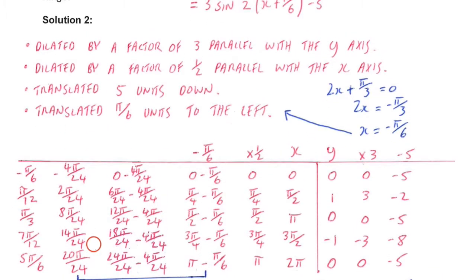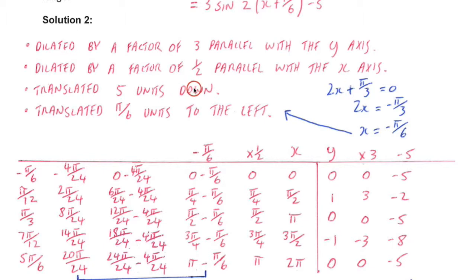So here's my T-shaped grid. I just first of all rule up a big grid, and there's my vertical. I plot in the critical values for x and y, and these are the critical values for the standard sine graph. I then start applying the transformations. So dilated by a factor of 3 parallel with the y-axis, so I'm multiplying every y value by 3, and they're the corresponding values. Dilated by a factor of half parallel with the x-axis, so I take the x values and I multiply them by a half. Here they are.